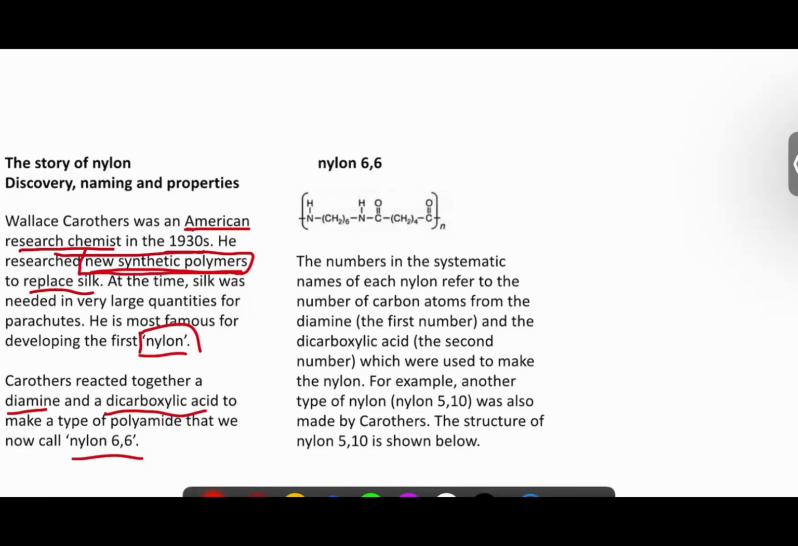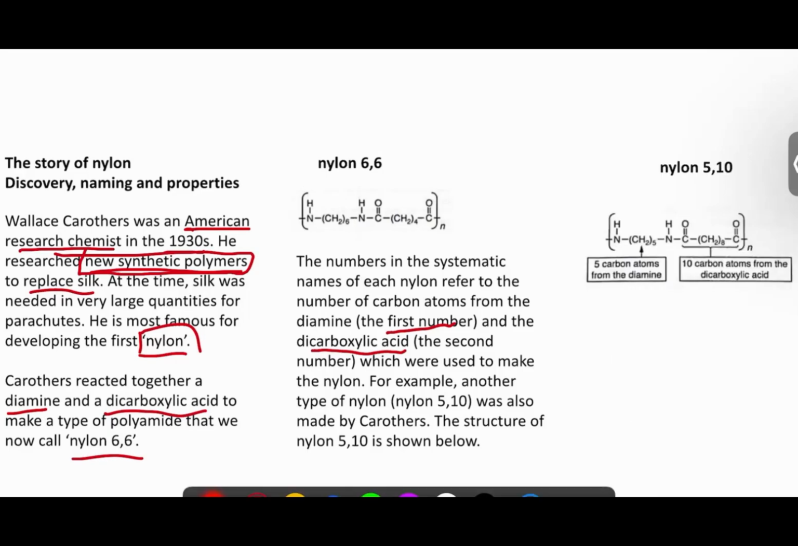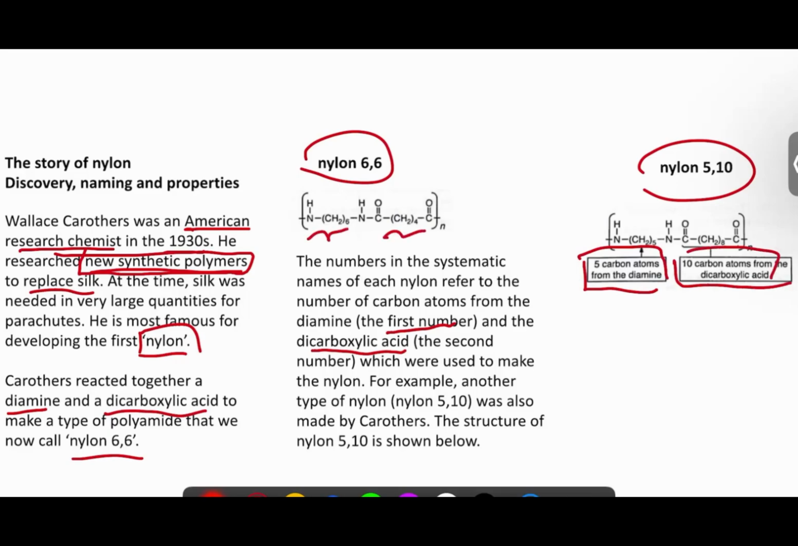The numbers in the systematic names of each nylon refer to the number of carbon atoms. The first number is from the diamine, then the second number is from the dicarboxylic acid. That's why we have this 6,6. For another example, nylon 5,10: the 5 is from the first one and the 10 is from the dicarboxylic acid. So that's the difference between the two. This is nylon 6,6 and nylon 5,10: 5 carbons and 10 carbons, then here 6 carbons and 6 carbons. Okay, so let's move on.